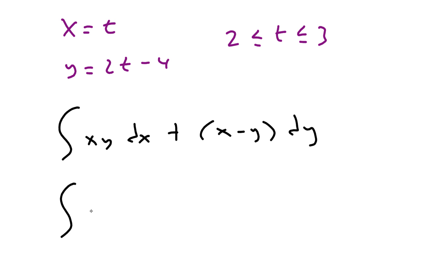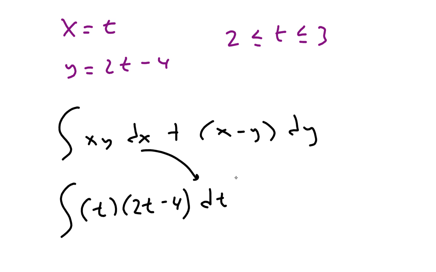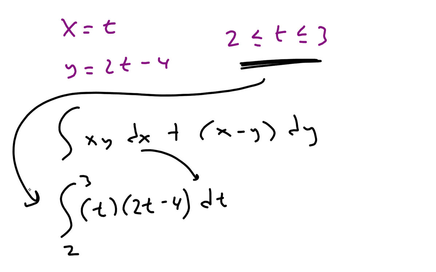So in the integral, x is t, y is 2t minus 4, and then dx is the derivative of x, so that's just going to be 1 dt. All right, interesting. Let's put our limits here. It's going to go from 2 to 3. That comes from our domain up top. That's where that's coming from. And then we're going to have plus x minus y. That's going to be t minus the entire expression y. So be careful with that.